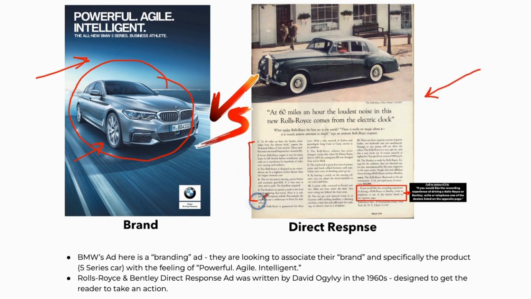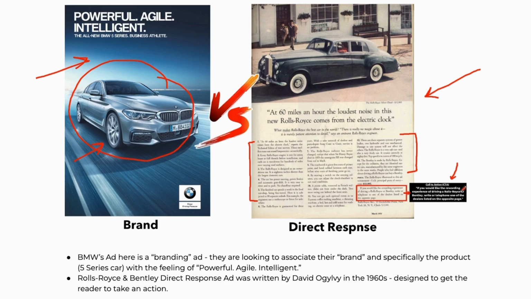you'll see that obviously there's copywriting involved here, right? Copywriting oftentimes will go hand in hand with the ad creative that's for direct response. And then you're going to see here, there is a call to action at the very end. I went ahead and bolded it so we could see it. It says that if you would like the rewarding experience of driving a Rolls-Royce or Bentley, write or telephone one of the dealers listed on the opposite page.